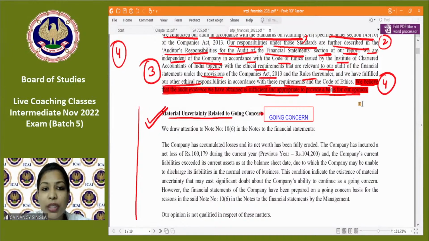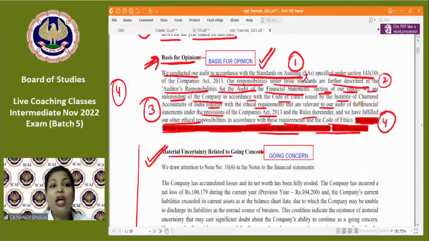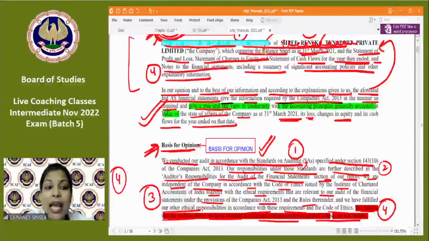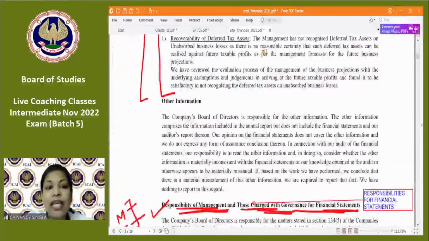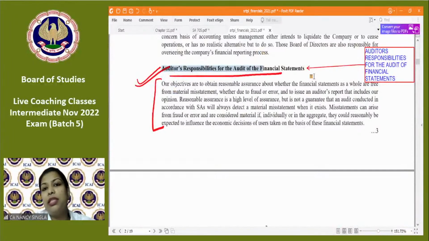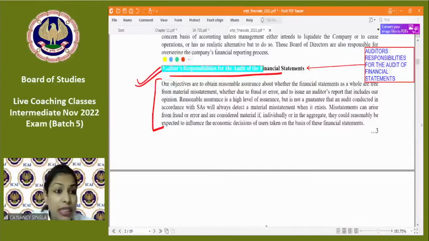Right? In a disclaimer of opinion, the auditor will not mention that he has received it. Further, the auditor will not mention that we have audited. What will the auditor mention here? That we were engaged to audit. And it also says that the auditor will not give reference to all these auditor's responsibilities. These responsibilities also are not to be written.